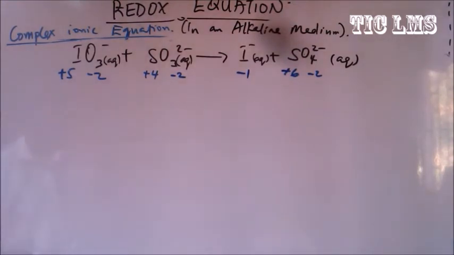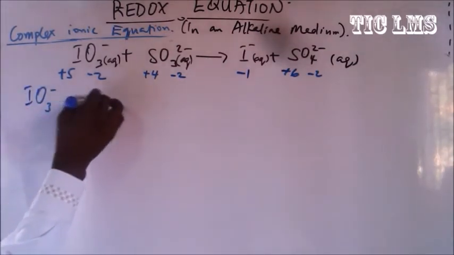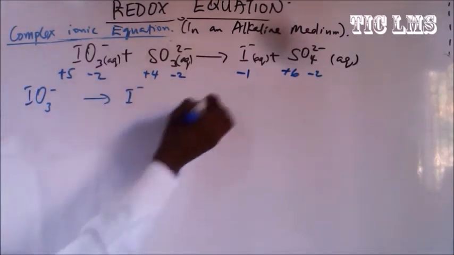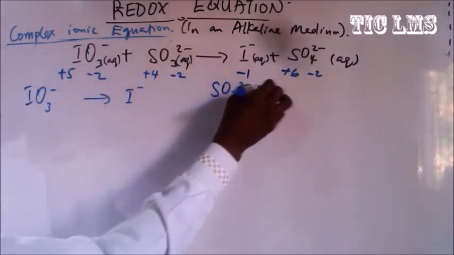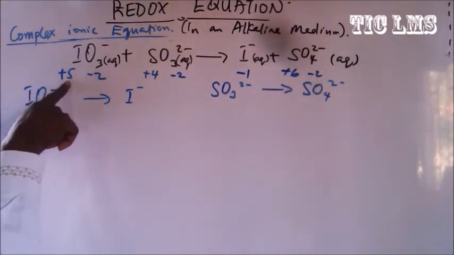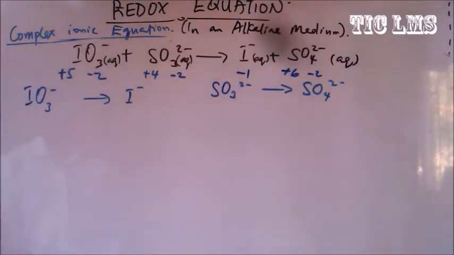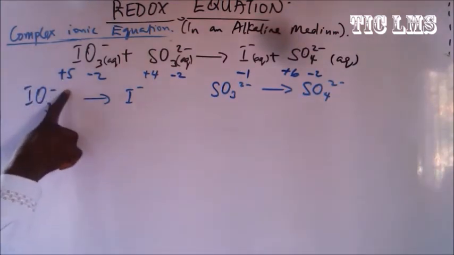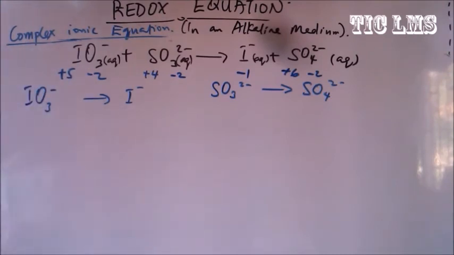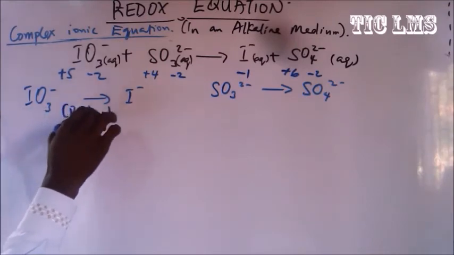Next, we have to write out the half cell equation. For the half cell, we have IO3 minus becoming I minus, and then we have SO3 2 minus becoming SO4 2 minus. We have iodine having +5 as its oxidation number at the reactant side, but over here it has become -1. It means that it has gained 6 electrons, gained 5 and gained another one, so it has gained 6 electrons. And so when it gains like that, that means it has undergone a reduction reaction.